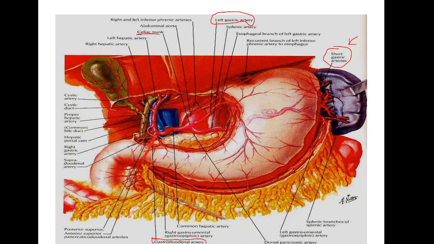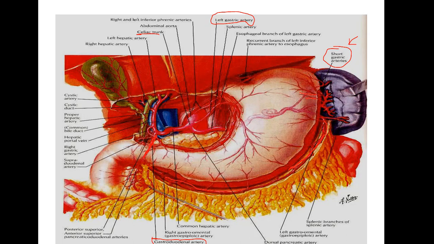On the greater curvature, we have the gastroepiploic arteries. We have a left and a right gastroepiploic artery. The left gastroepiploic artery takes origin from the splenic artery. This is the splenic artery, and this is the left gastroepiploic artery, directly from it. The right gastroepiploic, on the other hand, takes origin from the gastroduodenal artery. This is the gastroduodenal artery that takes origin from the common hepatic artery, common hepatic from the celiac trunk, and then gastroduodenal. One of its branches is the right gastroepiploic that covers the inferior part of the greater curvature, as you see here.